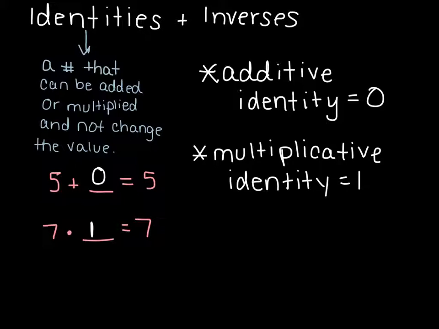So there are two different kinds of identities. There's the additive identity and the multiplicative identity. The additive identity is what you would add to a number to keep it the same, and the multiplicative identity is what you would multiply by a number to keep it the same. So that's the concept of identities, okay? Inverses are really closely tied to identities, okay? So it's important that you know what the identities are before we talk about inverses.